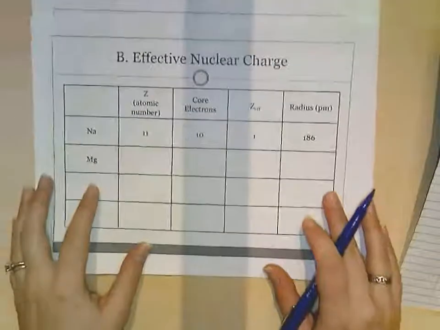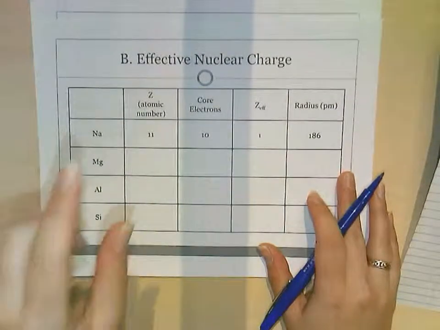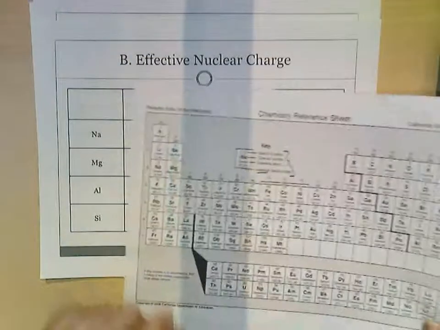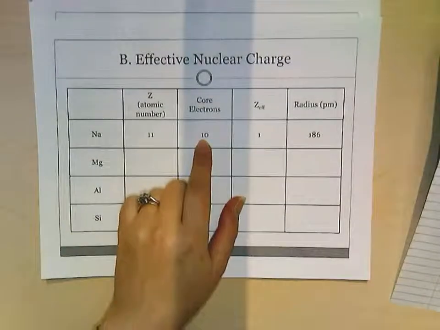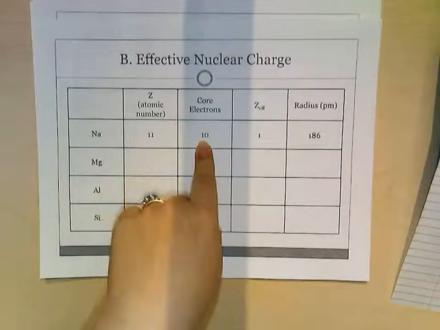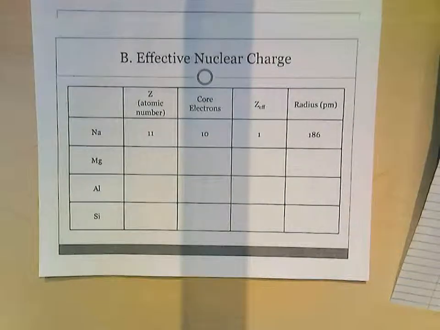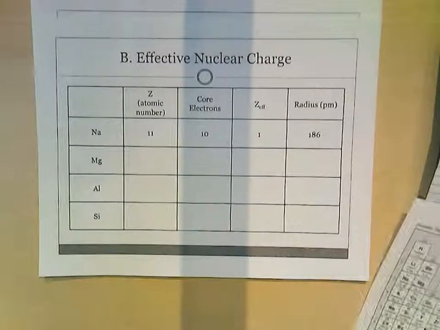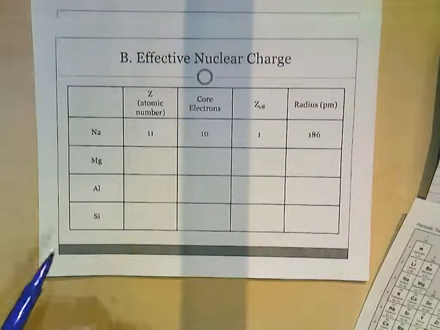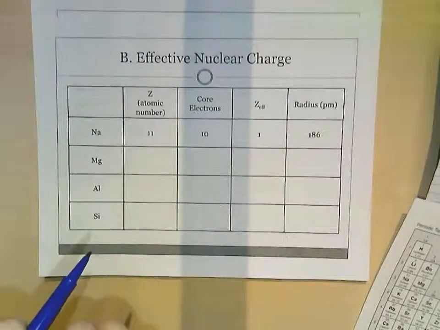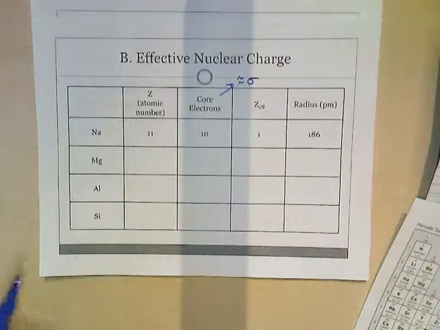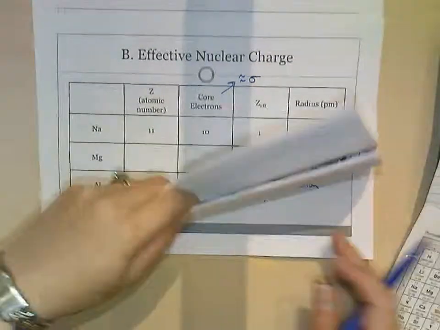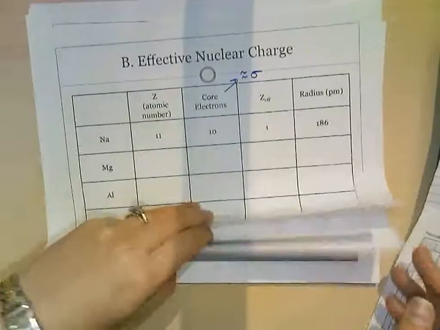All right, so let's take a look at sodium. Sodium has an atomic number of 11, right? So if it has an atomic number of 11, it has 10 core electrons, which means its Z effective is the difference between those two. It's a way of measuring how many electrons are actually affecting that pull. So the core electron number is approximately equal to sigma, right? What I just had in my calculation. I don't know what I'm doing with my pages today. Get all messed up. Okay.